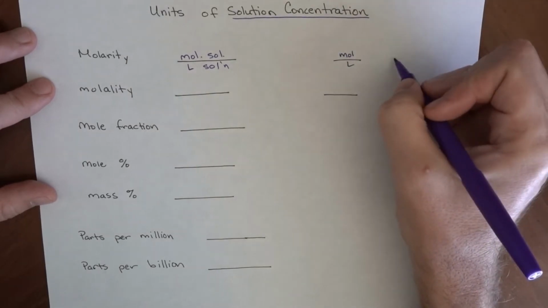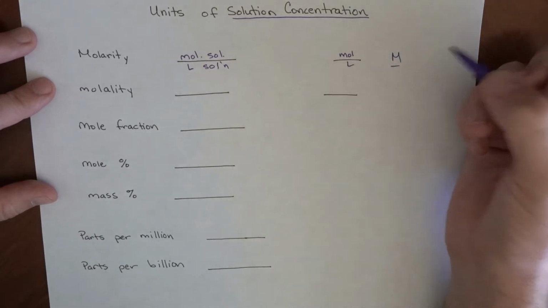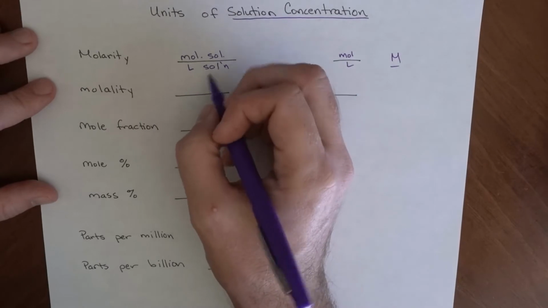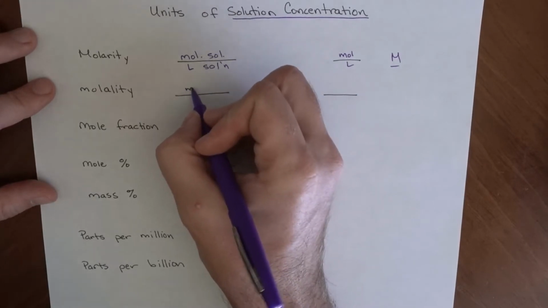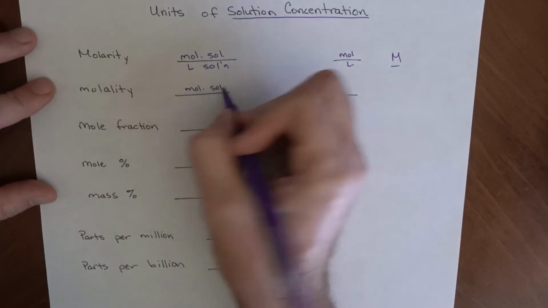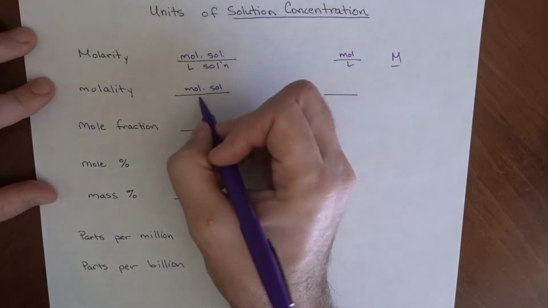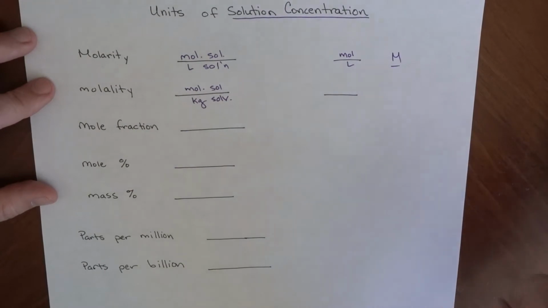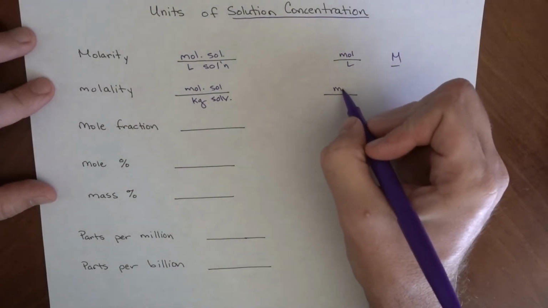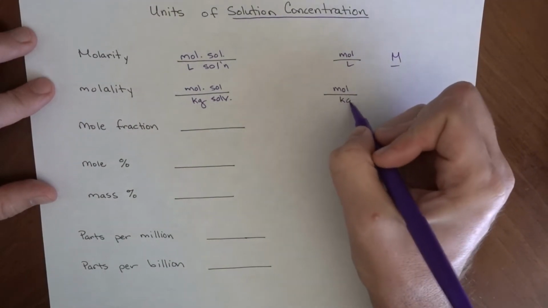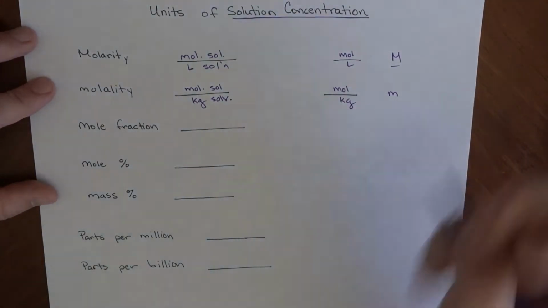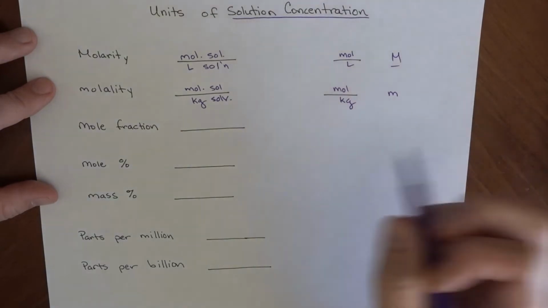And we usually symbolize that with a capital M, and I tend to underline it. That's just me. Molality is different. That is the moles of solute, again, over kilograms of solvent. Okay, so that's molality. And so again, we would represent that as moles per kilogram, and that gets symbolized with a little lowercase m.